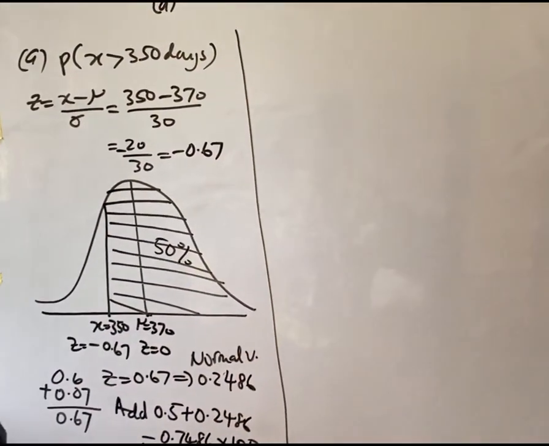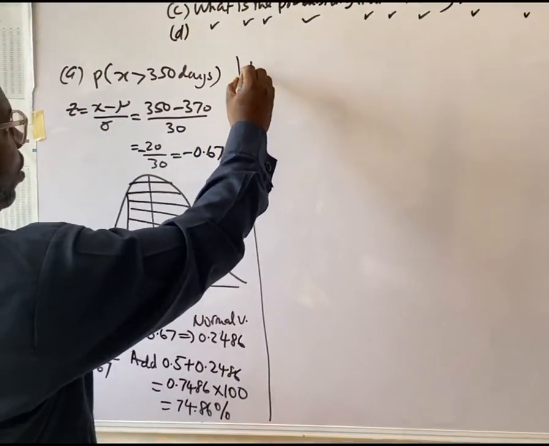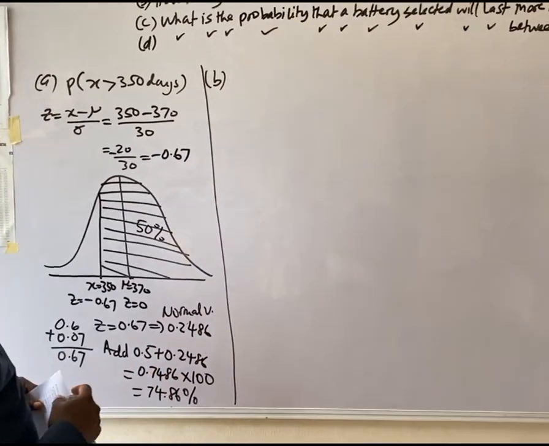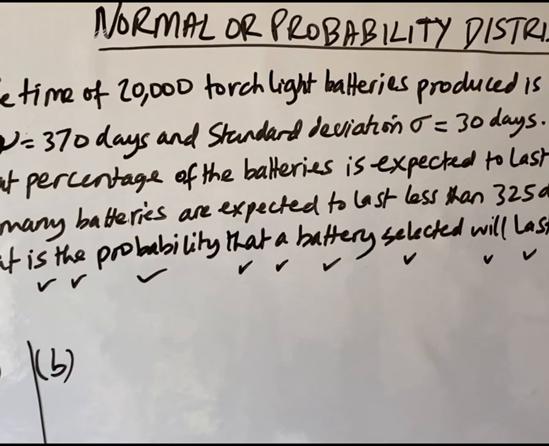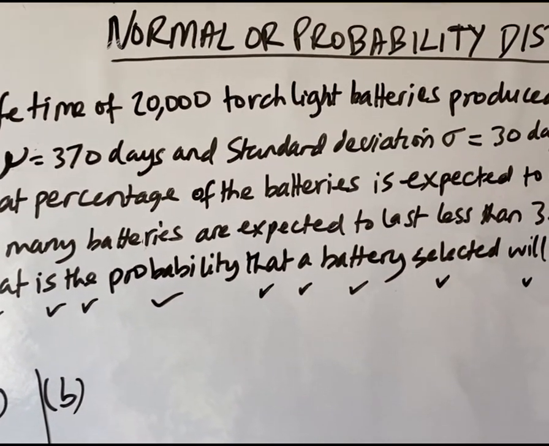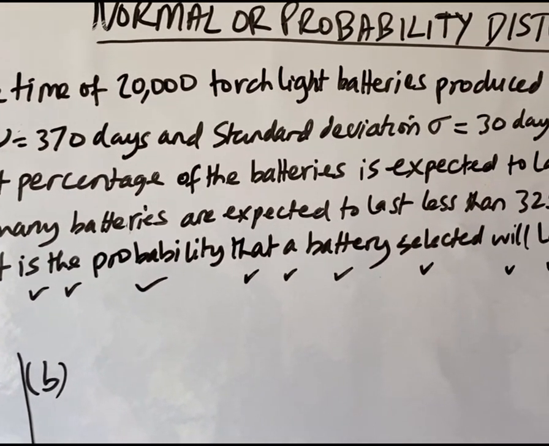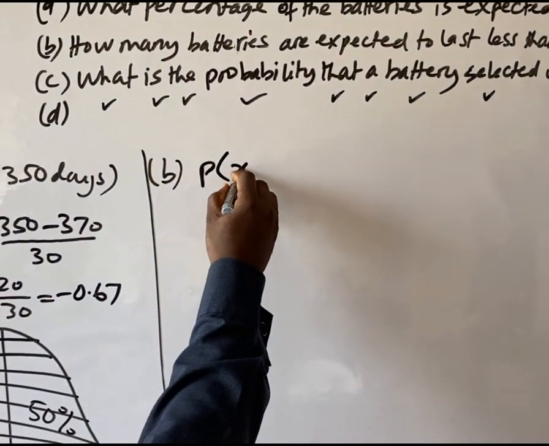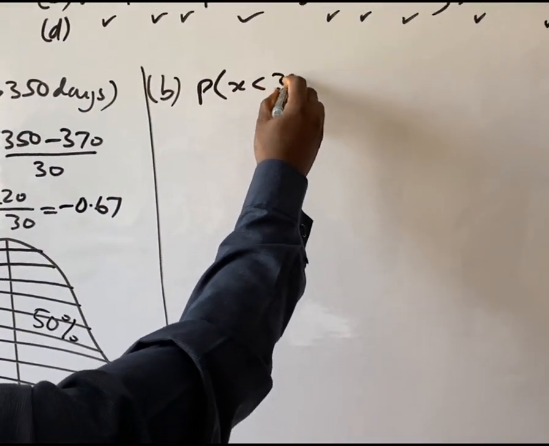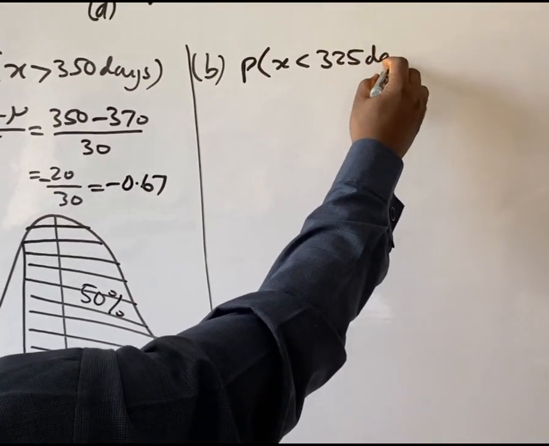That's the first one. Let's look at the second one, B. B is how many batteries are expected to last less than 325 days. So that will be the probability that X is less than 325 days.